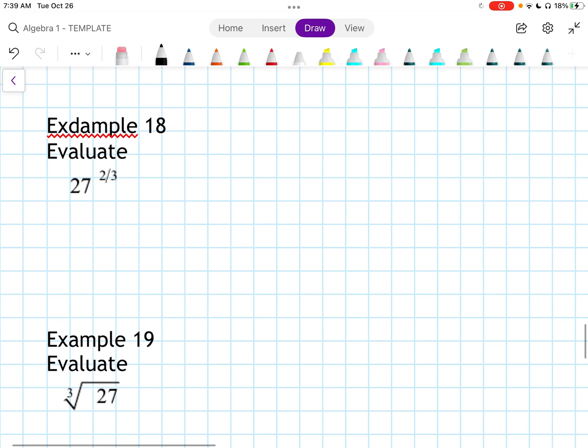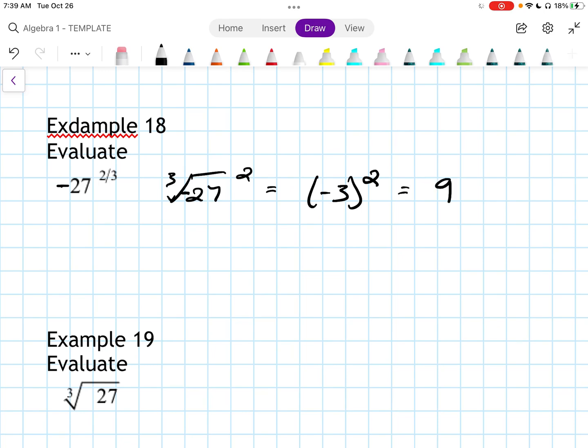Example 18, evaluate 27 to the 2 over 3. That's going to be the cube root of 27, squared. Well, the cube root of 27, this is supposed to be negative right there. All right, and that kind of changes some things. We'll put a negative under there as well. The cube root of negative 27 is going to be negative 3, and then squared. Well, negative 3 squared is going to be 9.